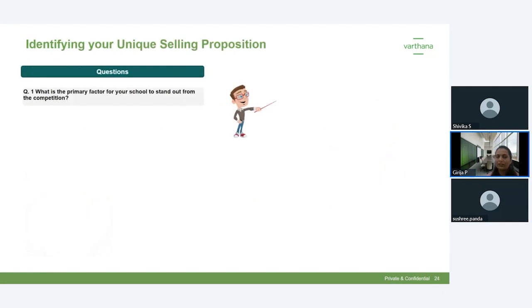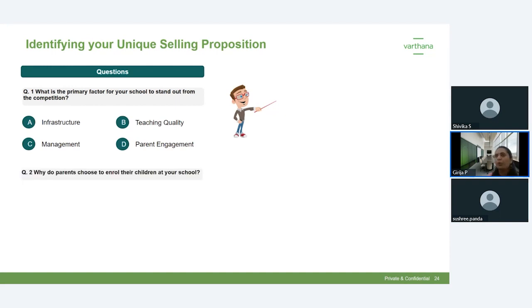So whenever you're identifying your unique selling proposition, keep two questions in mind. First, what are the primary factors for your school to stand out from the competition? You can use parameters like infrastructure, teaching, management, or parent engagement, which you are doing differently from the competing school. And second, why do parents choose your school for the students' enrollment? This you can again measure on infrastructure, teaching quality, management, and parent engagement.